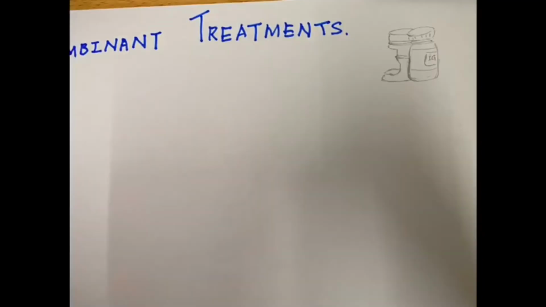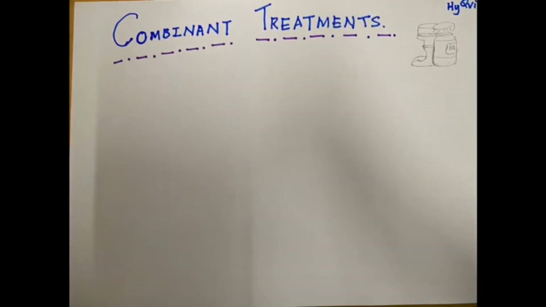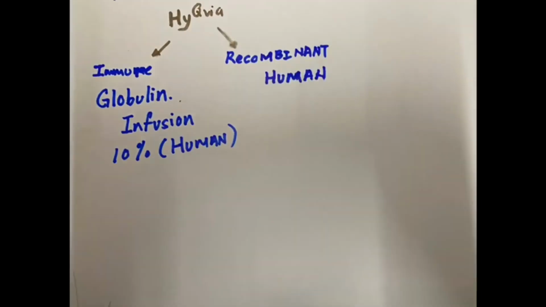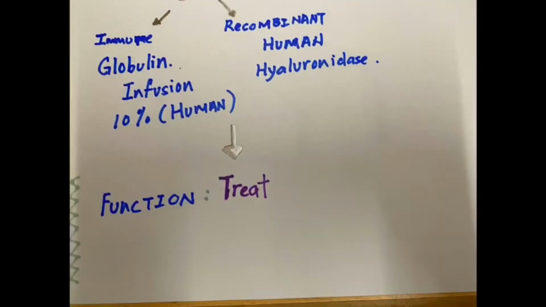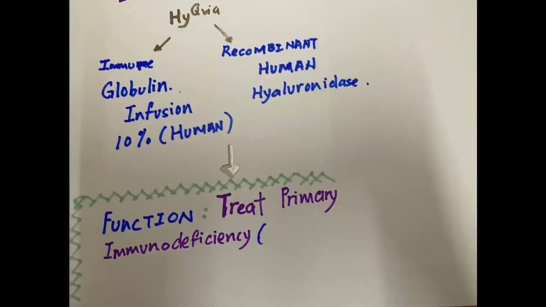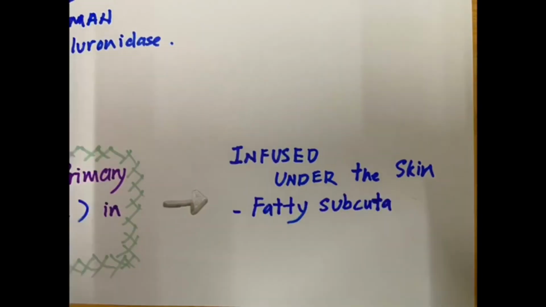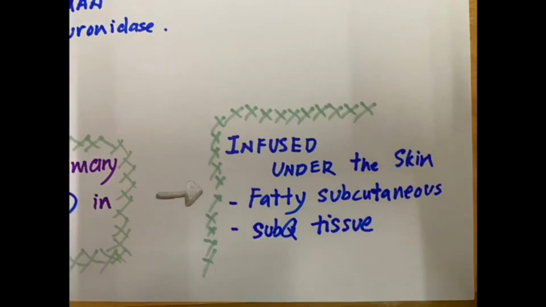The next application is the combinant treatments. Combinant treatments are used in drugs such as Hyaluronidase. It is composed of immunoglobulin infusion 10% from human and recombinant human hyaluronidase. Its function is to treat primary immunodeficiency (PI) in adults. It is infused under the skin, in the fatty subcutaneous tissue.